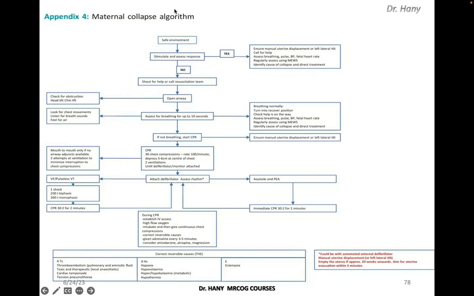30 to 2. 30 compressions to 2 ventilations, this is the ratio. 100 per minute, this is the rate. The depth is 1/3 of the chest diameter, 5 to 6 centimeters. 2 ventilations every 30 compressions. After 2 minutes, reassess. Actually, the defibrillator will tell you to stop now. Remove your hands. Reassess. Then it will tell you VTAC, ventricular tachycardia. Shock is advisable.